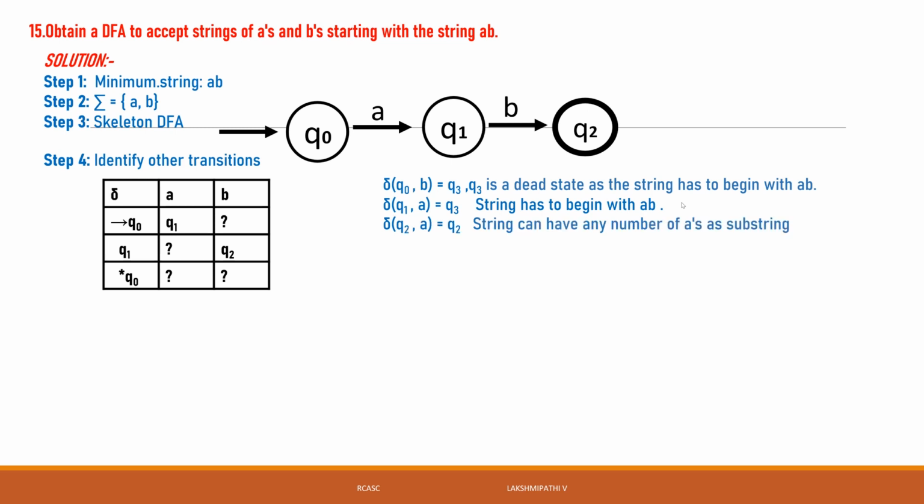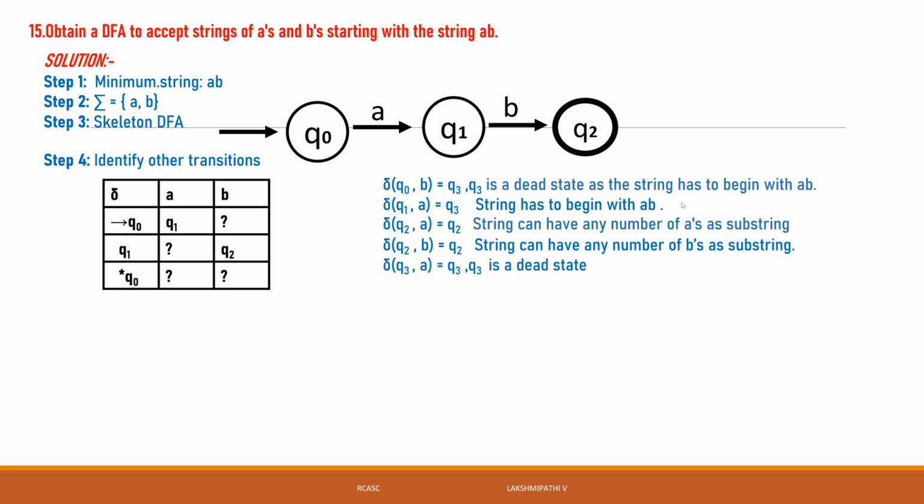Then Q2 of A is Q2 only, because the string can have any number of A's as a substring. We can go for any number of A's in the substring, so Q2 of A is equal to Q2. Then the transition of Q2 of B is also Q2, because after starting with AB, the string can end with any number of A's and any number of B's. That's why the string can have any number of B's as a substring, so the transition of Q2 on B is Q2.